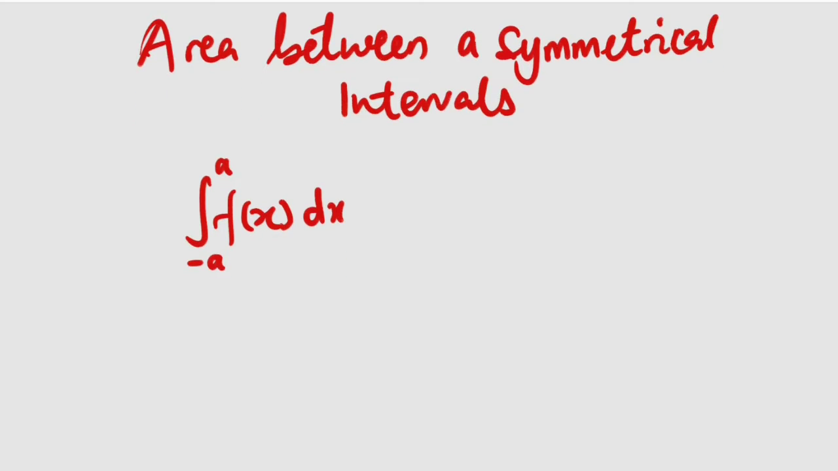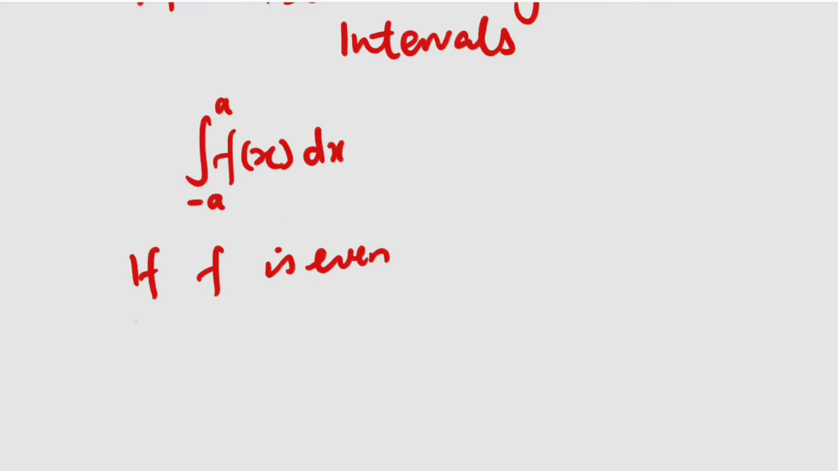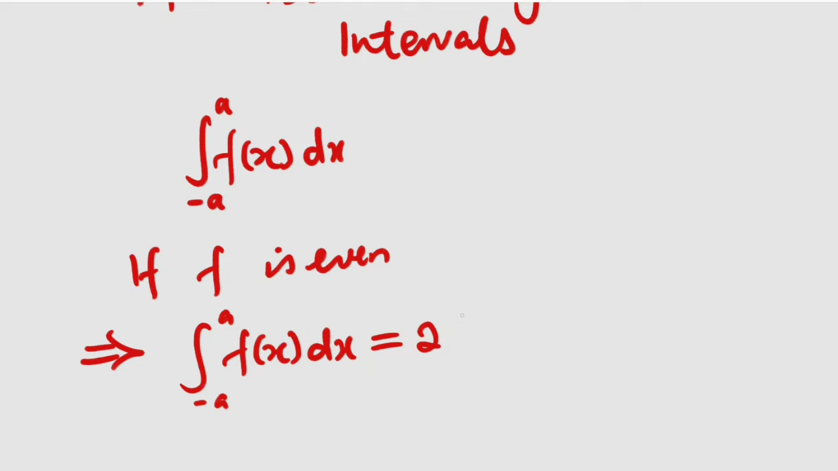What you should know about this solution is that if f, which is our function, is an even function, then the integral from negative a to a of f of x with respect to x is the same thing as 2 multiplied by the integral from 0 to a of the same function.